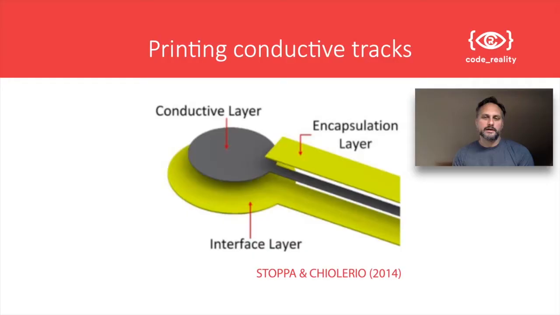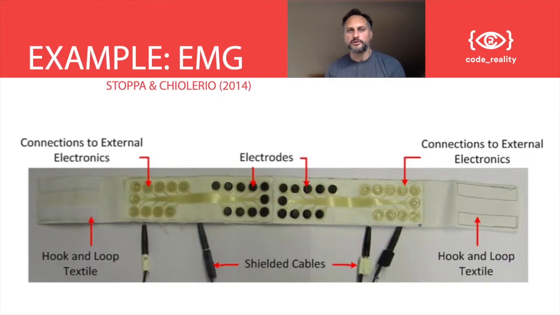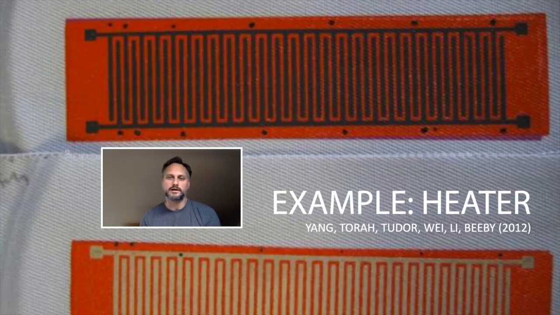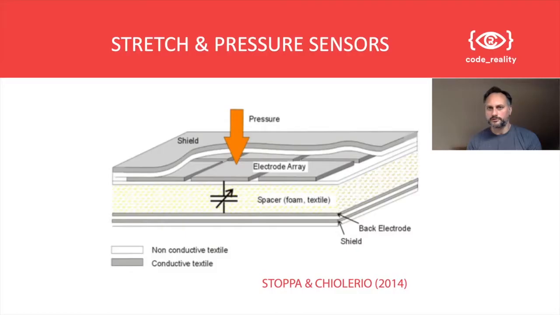For example, that's British technology here. You can print conductive tracks. So you have an encapsulation layer that then holds the conductive layer, and that can be used, for example, for medical applications such as in producing an EMG, or to produce a heater. This is another example by Young and others where a heating element is printed onto the fabric. This also allows to create more complicated components such as stretch and pressure sensors.